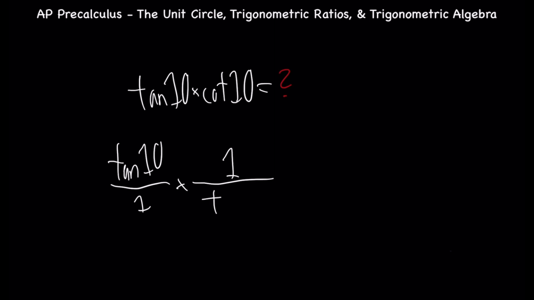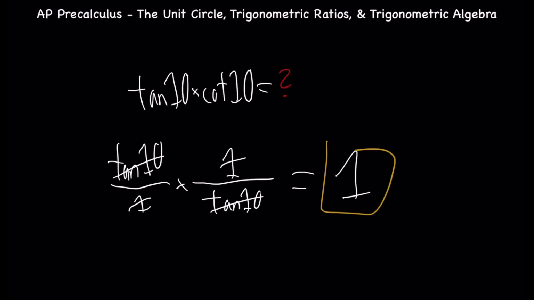On the other hand, though, this is what we get, what we're multiplying by essentially, because this represents cotangent of 10 based on what we just talked about. But you're going to find out these two cancel and these two cancel, leaving another basic 1.